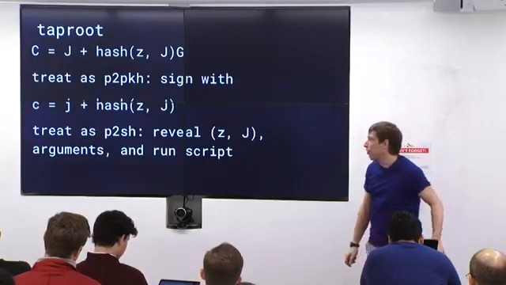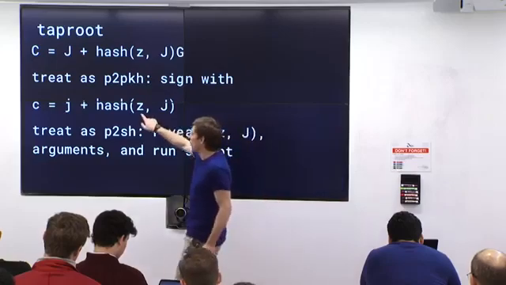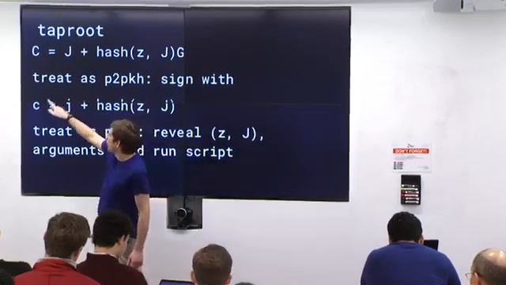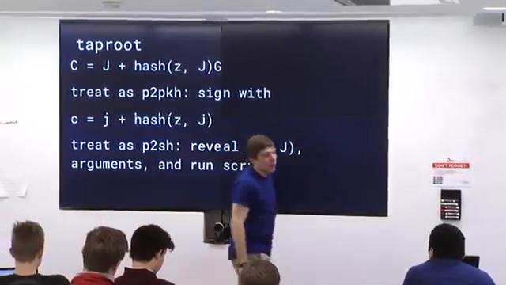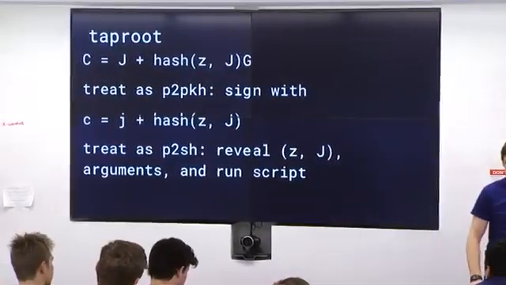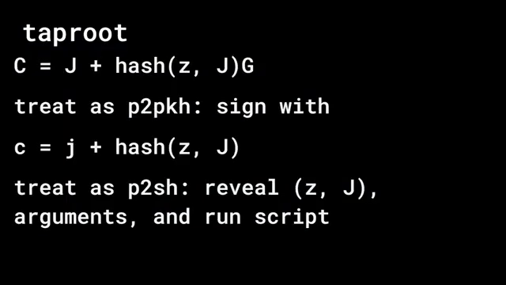So I can't, after the fact, find a script and a J to compute this C. So that is safe even if a quantum computer exists, right? Because that's based on the security of the hash function. So that's kind of an interesting little tidbit.